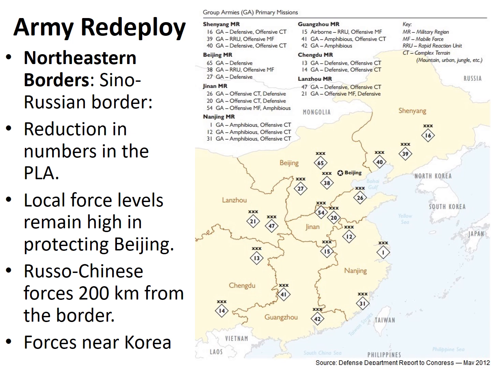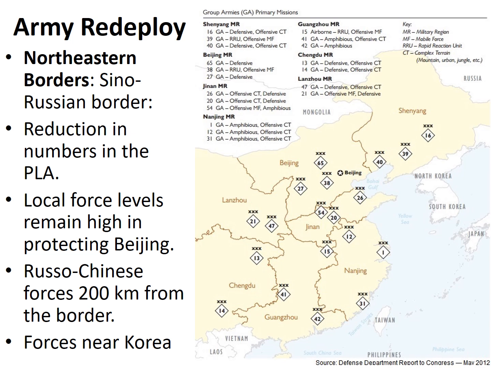So we're looking here at the division of the military regions in China before their most recent reform in 2022. So you can see that in the northeastern border, which is essentially the Sino-Russian border, there's been a huge impact on Chinese security, and there's been a large reduction in the numbers in the People's Liberation Army. Local force levels remain high to protect Beijing, however. By agreement, the Russian and Chinese forces are deployed 200 miles from the border. And forces near Korea have trained for a nuclear environment, in the event that there's a tactical nuclear conflict on the Korean peninsula.